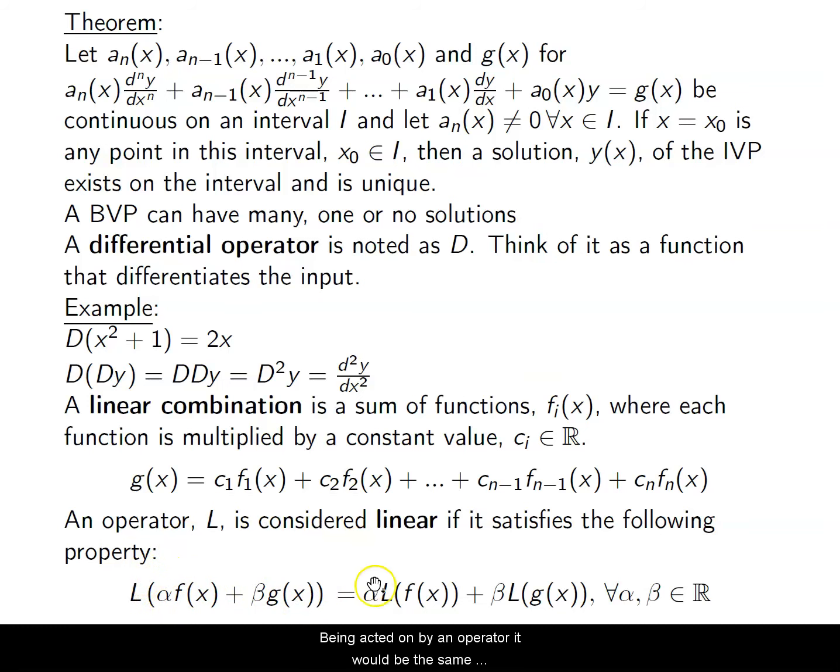It would be the same thing if I had a linear combination of my linear operator, right? So a constant times my operator acting on a function plus a constant multiple of my operator acting on a function, right? So again, if I plug a linear combination into my operator, it will be the same thing as a linear combination of my operator acting on each individual function.